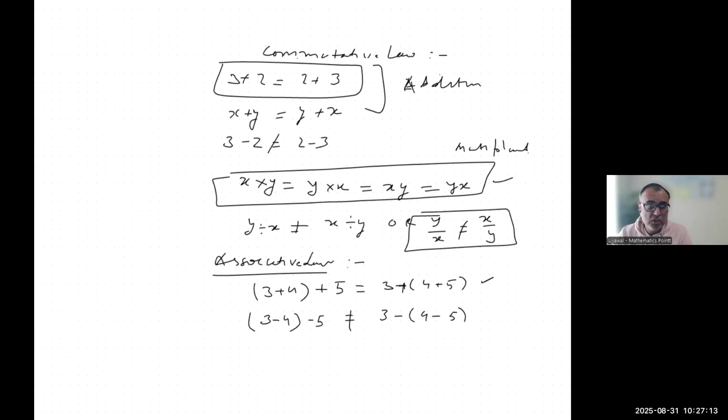And it works for multiplication and it doesn't work for division. So 2 times 3 times 4, if I put a bracket here, is equal to 2 times 3 times 4, if I put a bracket there. This is called the associative law, Arush. But it does not work for division. So 2 divided by 3 divided by 4 is not equal to 2 divided by bracket 3 divided by 4. That's called the associative law.